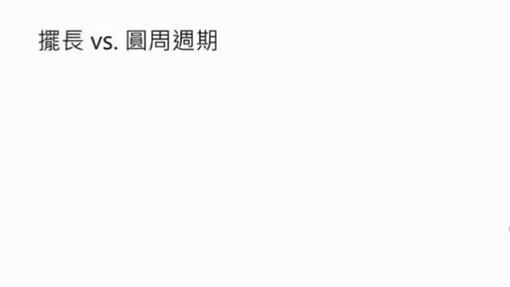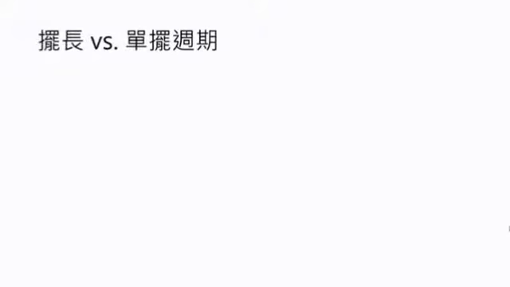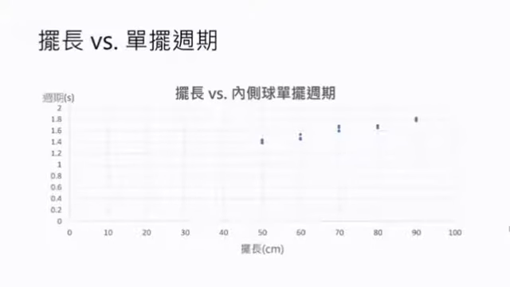Here's what we found. First, let's take a look at the circular period of the outer ball. We count the time when the outer ball is right in the negative direction of the inner ball's x-axis, which means the outer ball is on the left side of the inner ball. As shown on the graph, the average of the period is getting bigger when the length of the pendulum is getting longer. In addition, the single pendulum period of the inner ball looks similar to this. We count the time when the inner ball is on the rightmost side of the system. In the next part, I will introduce the investigation of the transition period.